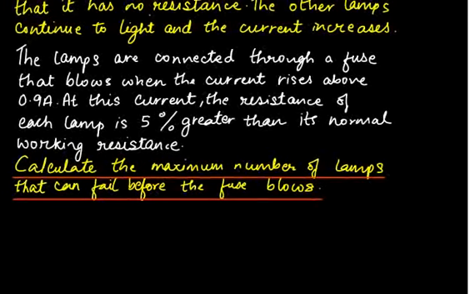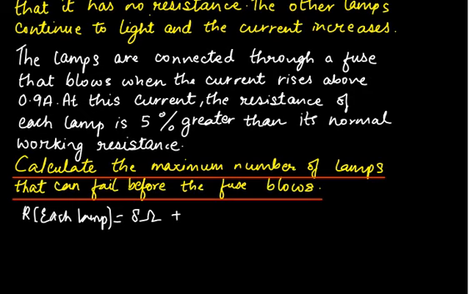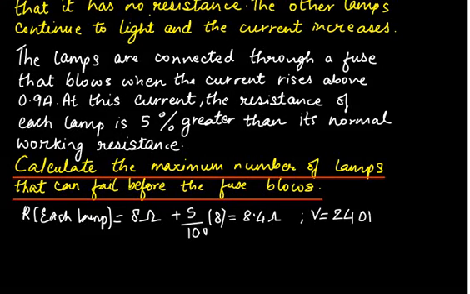So let us calculate the resistance. Resistance of each lamp is equal to 5% greater than the normal. Normal was 8 ohms. 5% means 5 upon 100 and 5% of 8. So this leaves us with 8.4 ohms. Also we know that the battery voltage is not changing, so it is going to remain 240 volts.